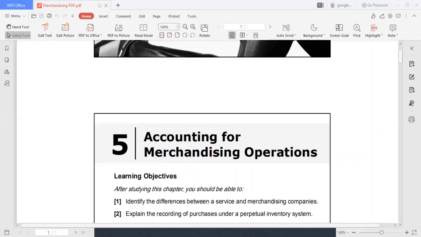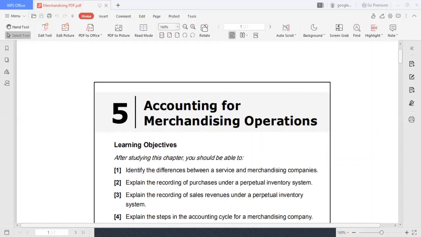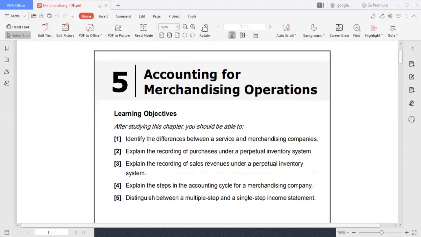So at the end of today's discussion, the expectation is you should be able to identify the differences between service and merchandising companies, to explain the recording of purchases under a perpetual inventory system, to explain and record the sales revenues under a perpetual inventory system, to explain the steps in the accounting cycle for a merchandising company, and to distinguish between a multiple step and a single step income statement.